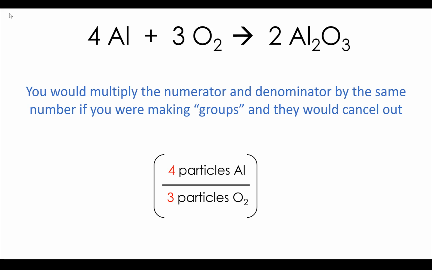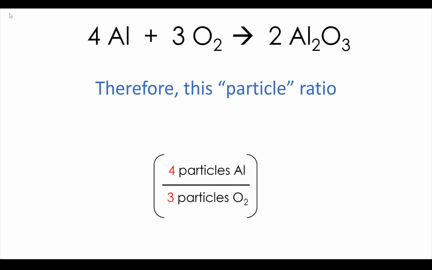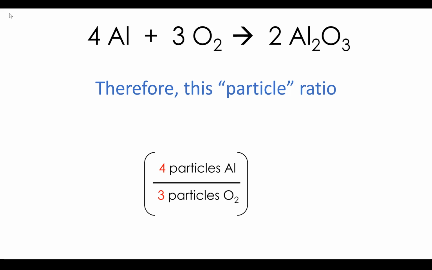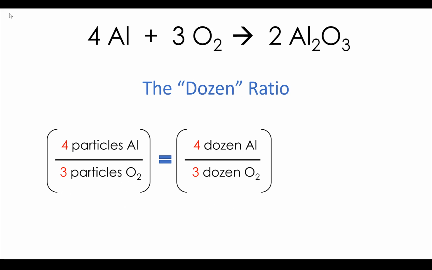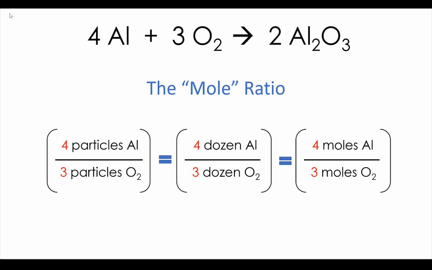Because you would multiply the numerator and the denominator by the same number, like for dozens it would be 12, and then because you multiply the top and the bottom by 12, they cancel out. Therefore, the particle ratio, that's also the ratio of all similarly sized groups. So that's the dozen ratio and the molar ratio.